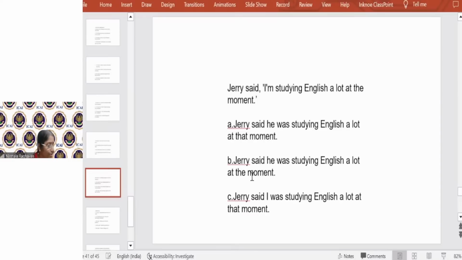Anyway, let's look at the other two. Jerry said he was studying English a lot at the moment is not right. Jerry said I was studying. So therefore, B and C are wrong. Only A is right. Only A is right. Many of you have still marked B. Oh my God, that means you haven't understood.